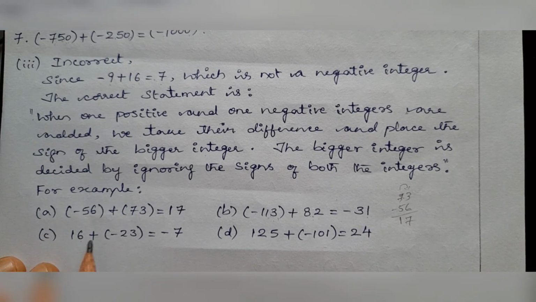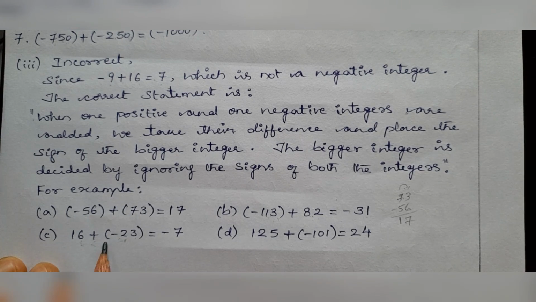Next, 16 plus minus 23, so take these two and find the difference. Minus 23 and 16, take one borrow here, 13 minus 6 is 7, remaining is 1, so 1 minus 1 is 0. So the bigger integer is 23, the sign is negative, put the negative sign here, so we'll get a negative integer.